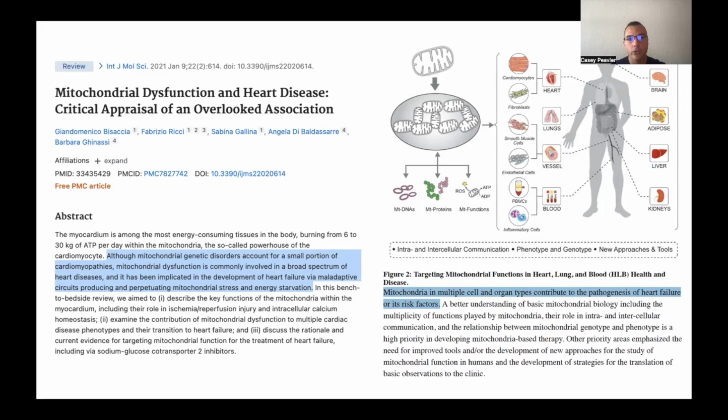Although mitochondrial genetic disorders account for only a small portion of cardiomyopathies, or heart related illnesses, mitochondrial dysfunction is commonly involved in a broad spectrum of heart diseases, and it has been implicated in the development of heart failure via maladaptive circuits producing and perpetuating mitochondrial stress and energy starvation. That's basically what we've been talking about. The mitochondrial dysfunction leads to a bioenergetic decline, which then leads to perpetuating mitochondrial stress and energy starvation.